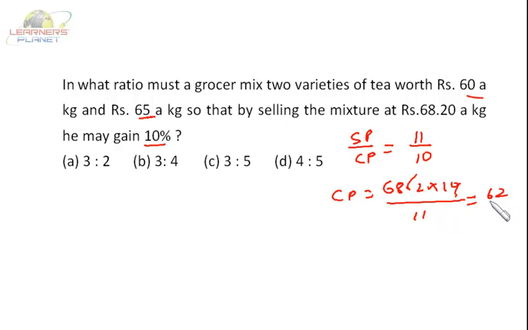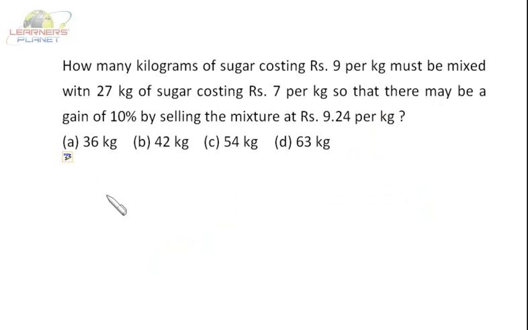Now it is very easy for us to find out the ratio of this and this. Now it is 60 and it is 65 and the mean cost price is 62. So it is 3:2. I'm sure you are clear. Now friends, it is quite a similar problem to the previous one. Just solve it on your own and match your answer and solution with mine.